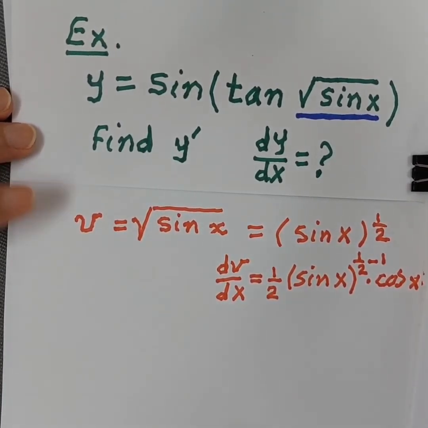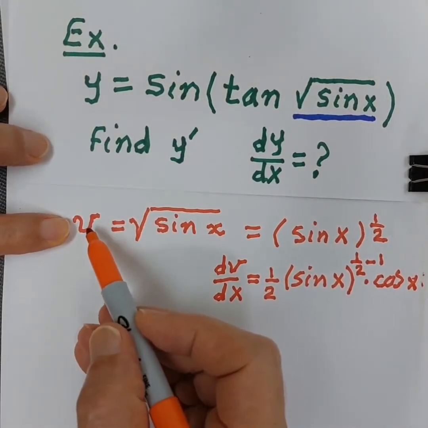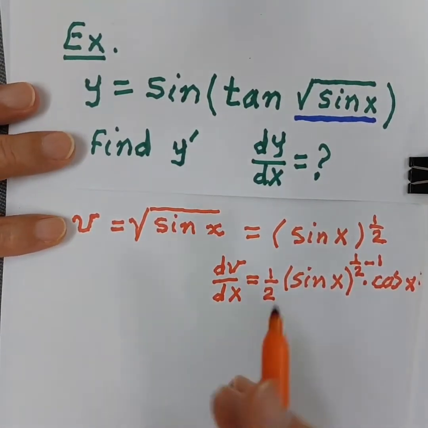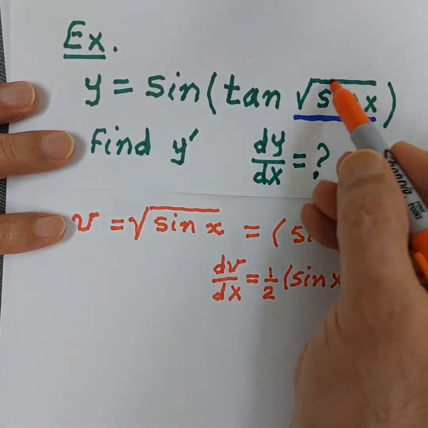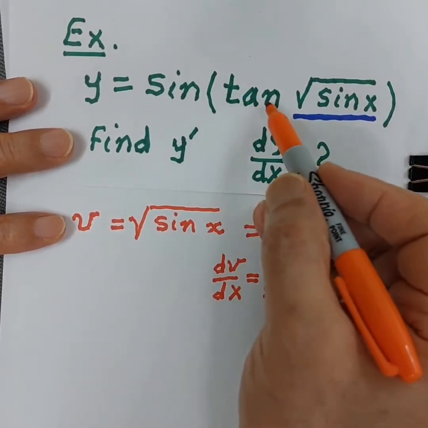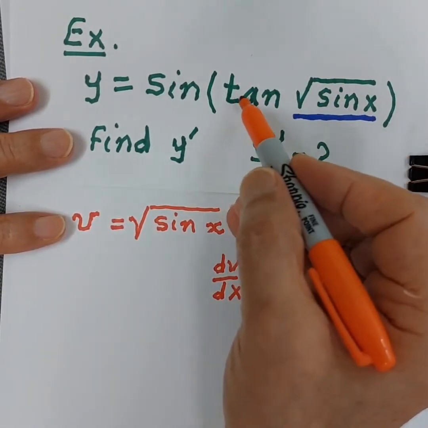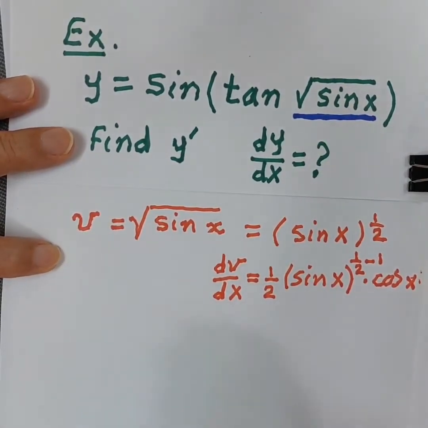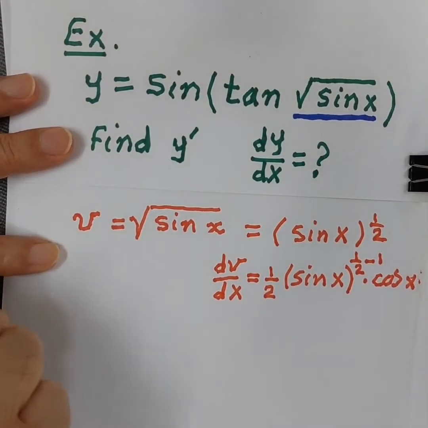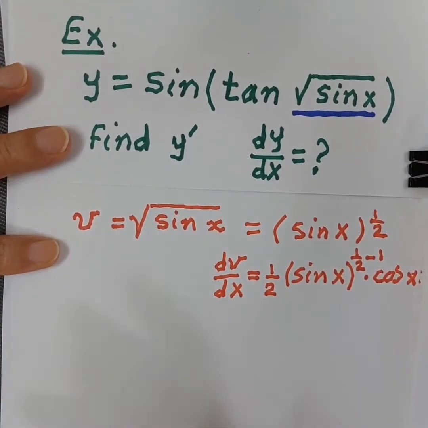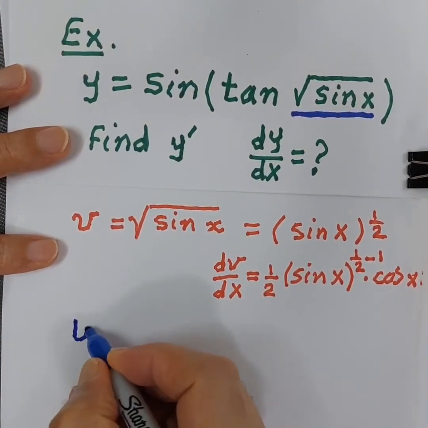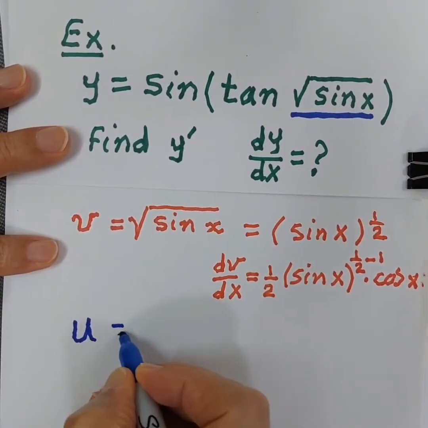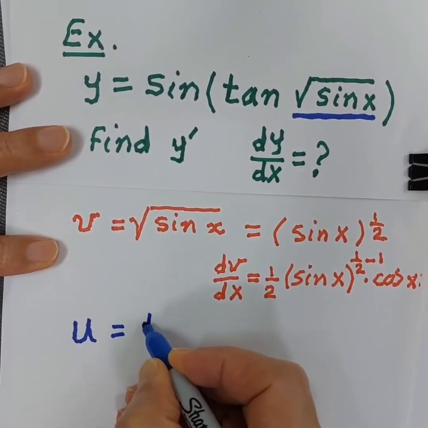Okay, after we got v, here we have v now. So this changes into tan v. So we consider tan v as a function like u. Say this is u now. U is the function tan v.